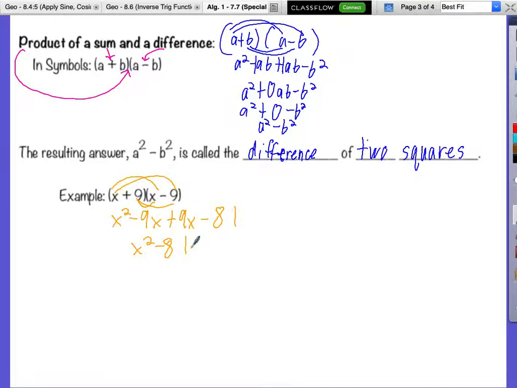I want you guys to do 7 and 8 on your own, right below this. Same process. When you're done, please raise your hand. If you have questions, please raise your hand.